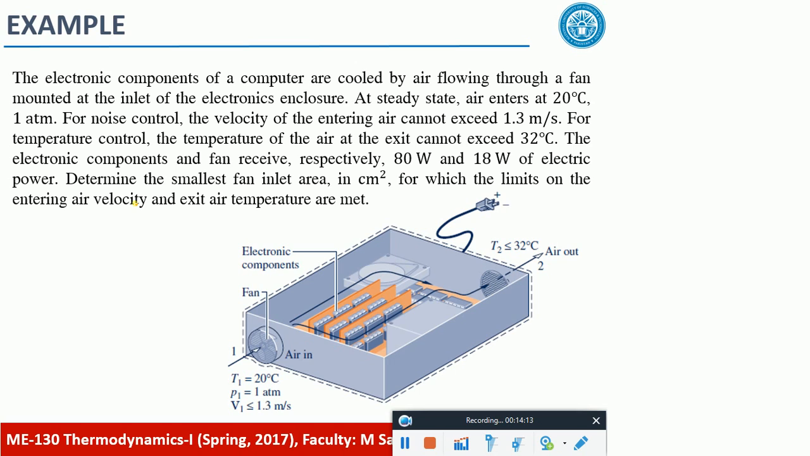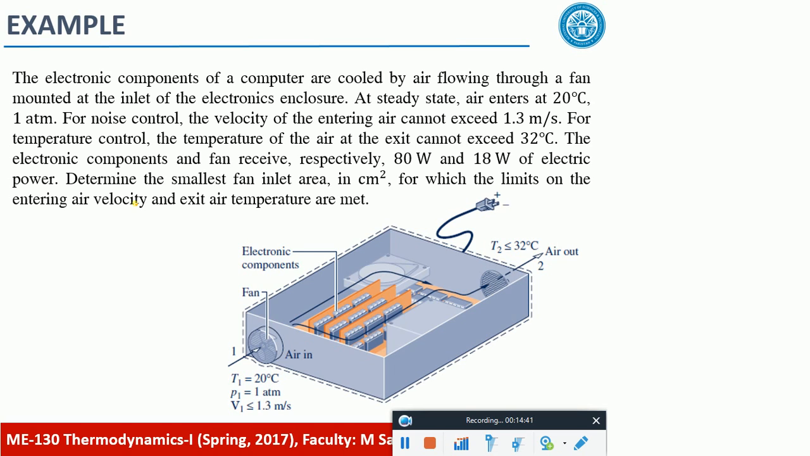The electronic components of a computer are cooled by air flowing through a fan mounted at the inlet of the electronics enclosure. So see, we are going to apply that classroom knowledge or that theoretical knowledge on designing something which is there in real life. Okay, so at the inlet of the electronics enclosure, at steady state, air enters at 20 degrees centigrade and 1 atmosphere. Generally room air is at this temperature and at the same pressure.